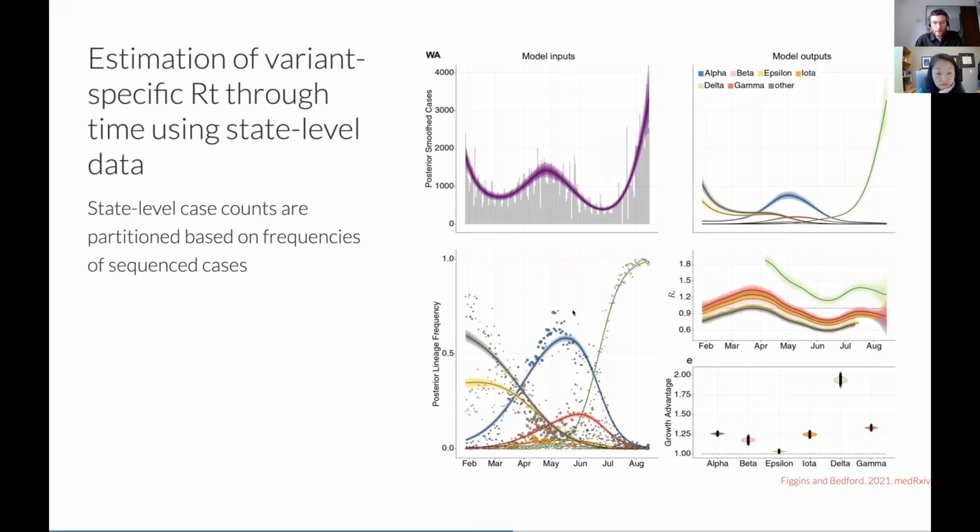So this is an example from Washington State up through, again, the Delta wave, where we can see rising cases here, and that corresponds to an increase in frequency of Delta. We can then partition that into an actual RT value through time for different viruses, and compare growth rates or fitness advantage of different variants.